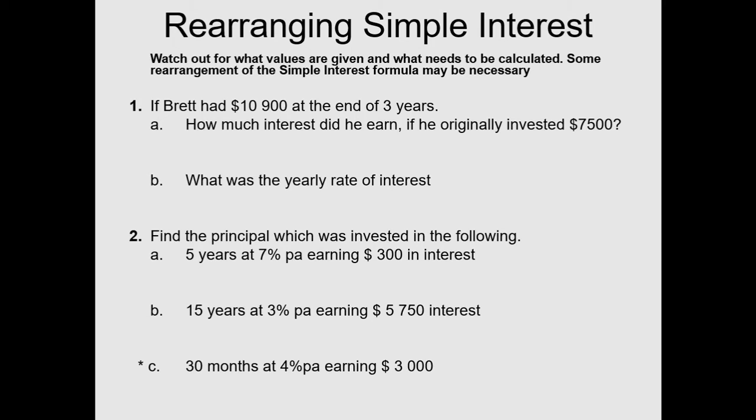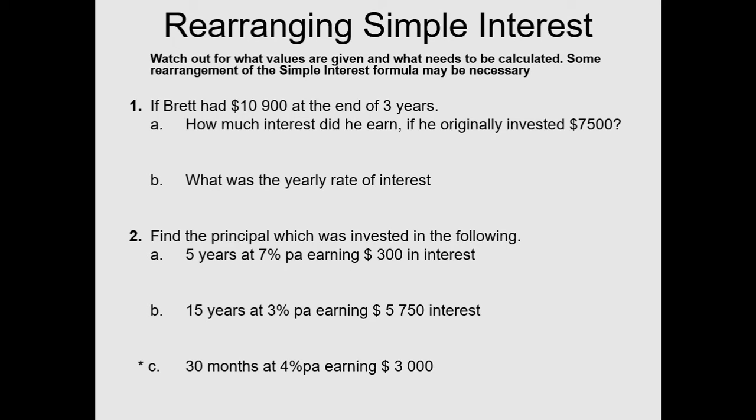Question 2. Find the principal, so the starting amount, which was invested in the following. A. 5 years at a 7% rate of interest per year, earning $300 in interest. So we're told the interest was $300, we're told the rate was 7%, and we're told the time was 5 years. Set that up and find the principal.